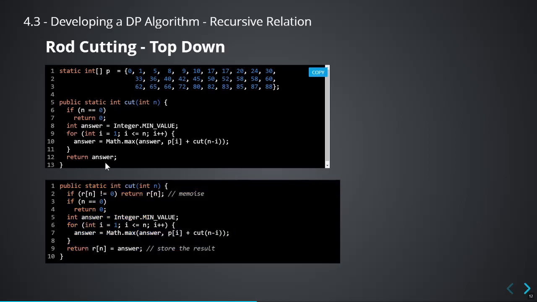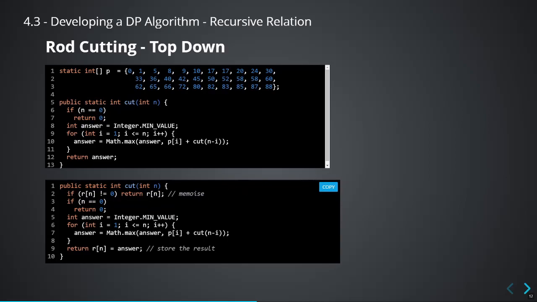So the difference is here, before I return the answer, I store it inside a table called R. And at any time, if Rn is already filled in, then I just use that value. I will not recurse again. I will not keep on working out this for loop. Is that clear? Hopefully. Yep.